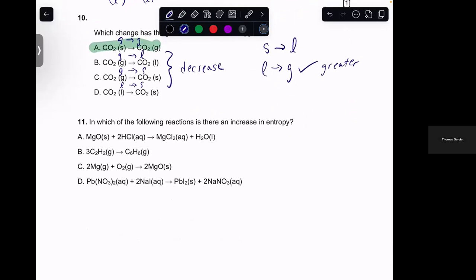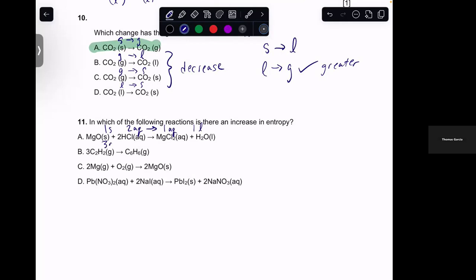Number 11, which of the following reactions is there an increase in entropy? All right, so we're going from 1 solid and 1 aqueous to 1 aqueous and 1 liquid. Okay, so we are removing our solid and going to a liquid. So that is an increase in entropy.